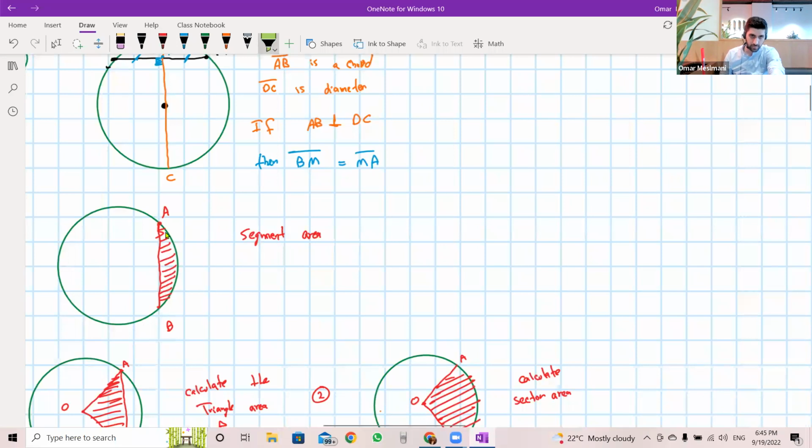This part. This one. Yeah. Okay, this part only. That's a segment area.